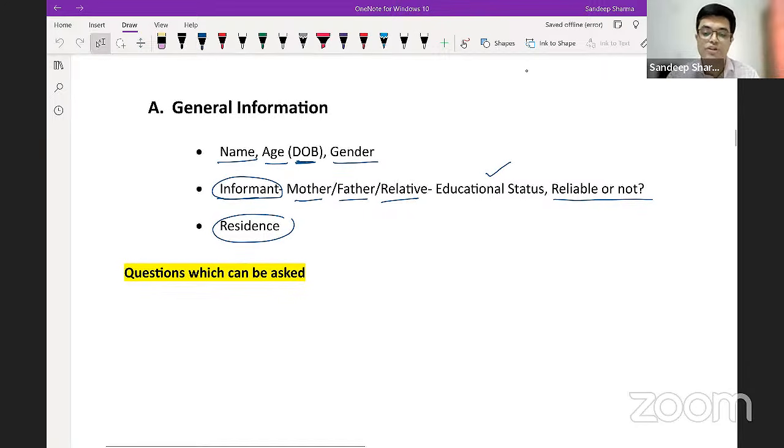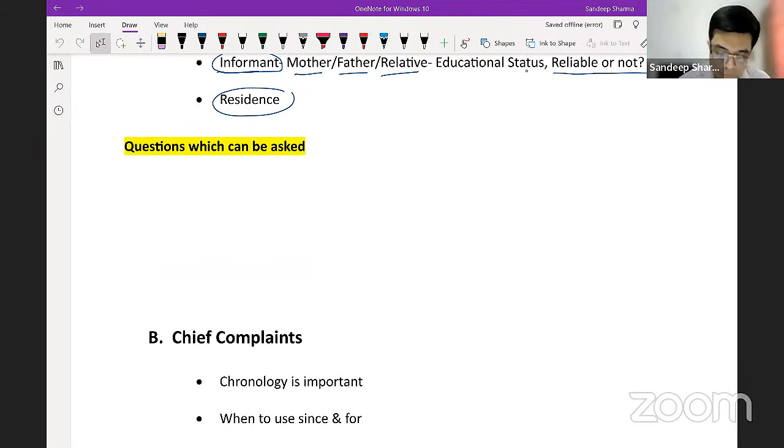Now, what are the questions which can be asked in the exam? The first thing they can ask in the viva, immediately they will stop you. They can ask you, why did you ask for age in the patient? We ask for age because certain diseases are more common in certain ages. For example, acute lymphoblastic leukemia: children will be seen below 10 years of age. So this is one example.